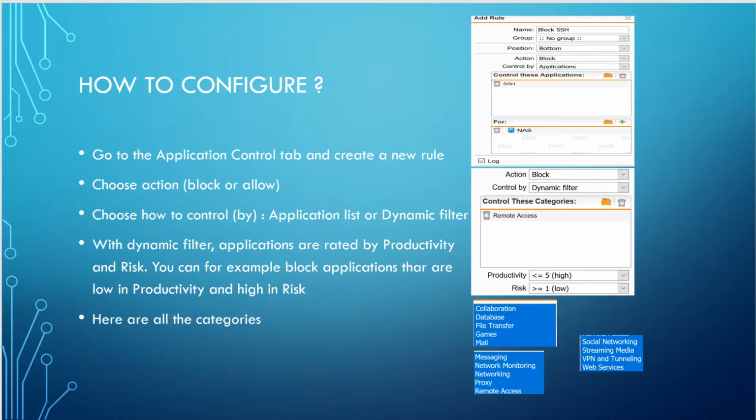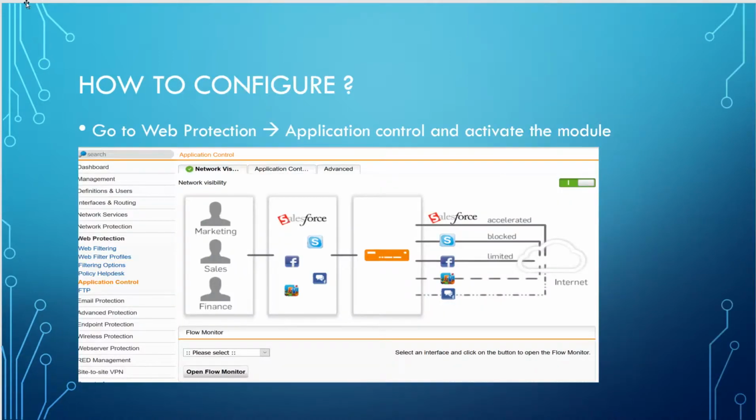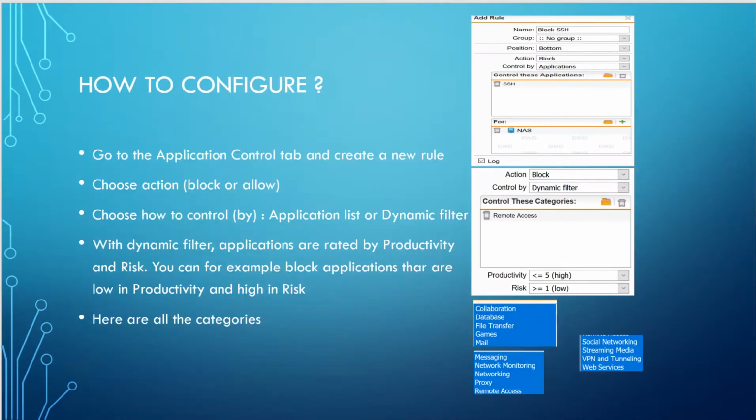So you then have to go to the other tab. The other tab is the application control rule tab. So you can create a new rule. Okay, so this is what will appear. You put the name of the rule, the position, and then you put the action. It can be blocked or allowed.